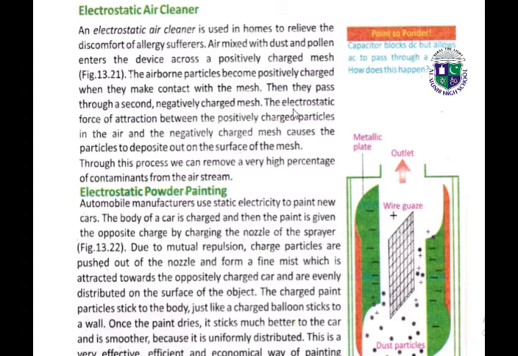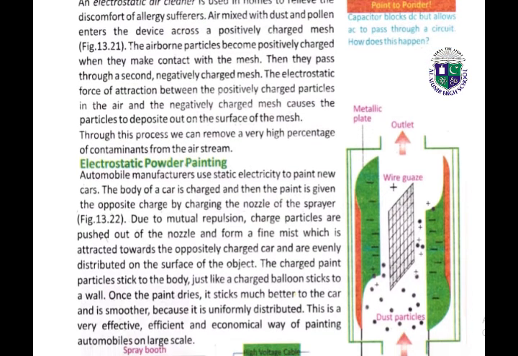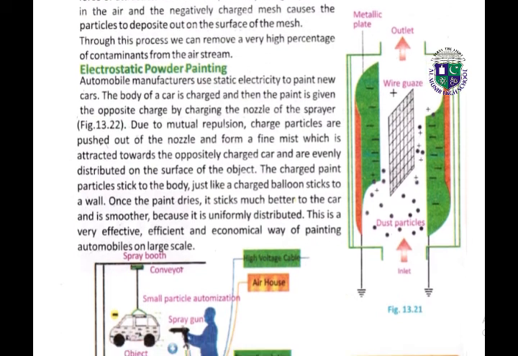So the electrostatic force of attraction between the positively charged particles in the air and the negatively charged mesh causes the particles to deposit on the surface of the mesh. Through this process we can remove a very high percentage of contaminants from the air stream. So it is used to clean the air, and it is called the electrostatic air cleaner. Here we have the picture of this.